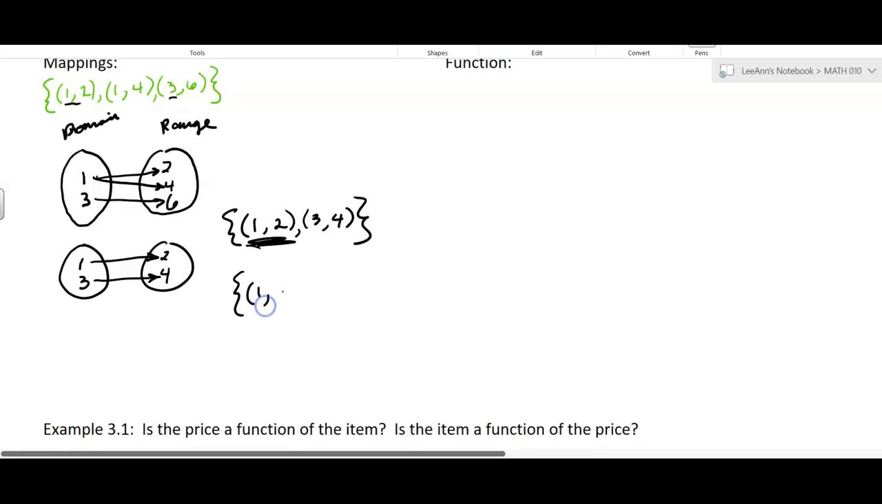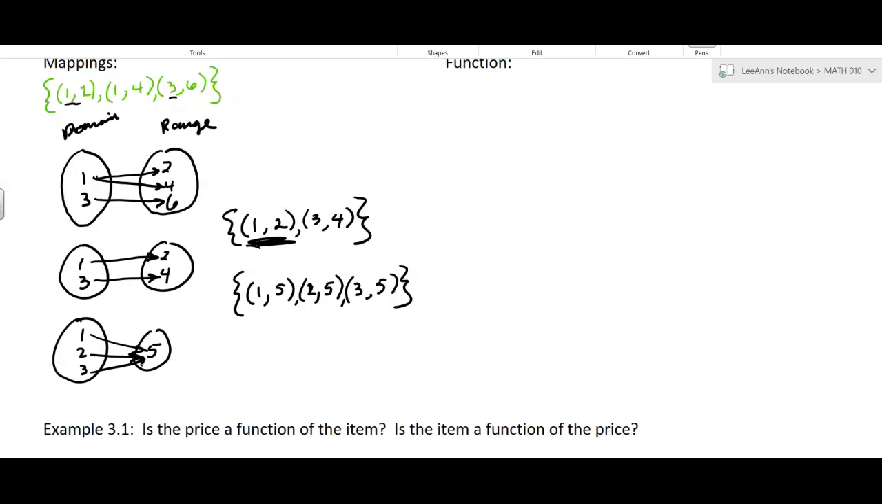So I'm going to have 1, 5, 2, 5, and 3, 5. I'm going to have 3 ordered pairs here. So my domain is going to be 1, 2, 3. My range is just 5. Okay? So if I'm doing a mapping, 1 maps to 5, 2 maps to 5, and 3 maps to 5. They all map to the same number. Okay. So that's what a mapping does. It's great for finite sets. It gives you a picture of what's going on.